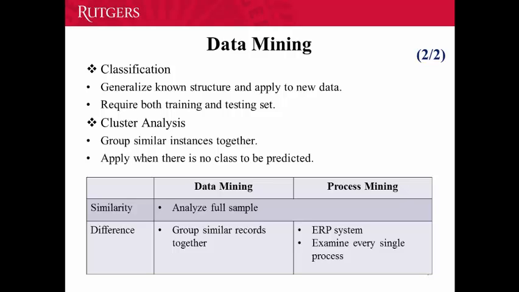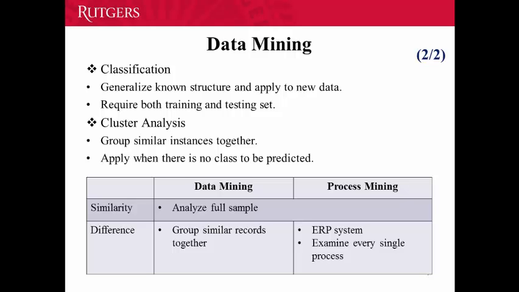So classification is to generalize known structure and apply it to new data. So it requires training and testing sets. The training and testing sets are actually divided from the whole data set. So if we have a whole data set, then we can divide it randomly into a training and testing set.